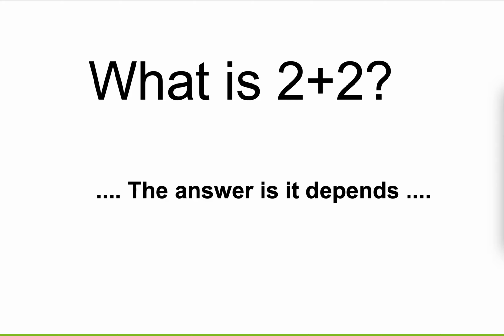4. It's 4, right? Like everybody knows that it's 4. If I have 2 apples, and then I'm given another 2 apples, it's 4 apples, right? But when I ask you in physics what 2 plus 2 is, I have to say the answer is it depends. And it's going to depend on whether something is a scalar or whether it's a vector.